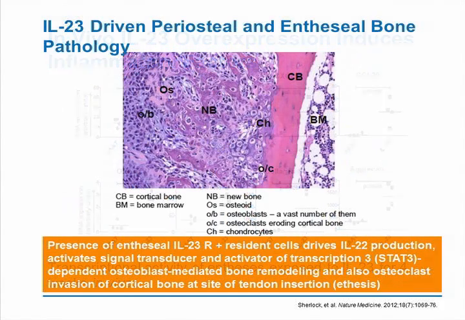Now, looking histologically, again, this is in mice where they've been able to use genetic technology to turn on high levels of IL-23. You actually see that adjacent to this enthesis, you have an expansion of a number of different cell types that are all working together. You actually have a dramatic expansion of osteoblasts, and the osteoblasts are actually making IL-22 when they did some further surveys. There are osteoclasts, O/C, that are actually eating right through the cortical bone right there.